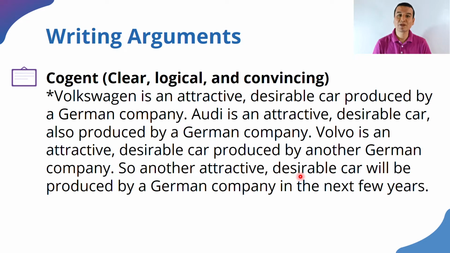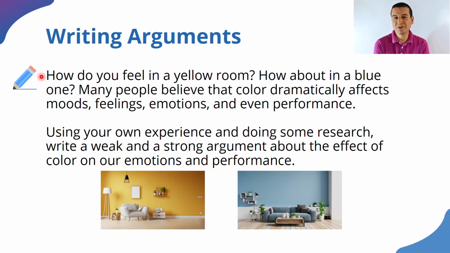As you can see, we have to be careful how we want to defend an idea or an argument to make it valid, sound, strong, and cogent. All right? So I'm going to ask you to come up with two types of arguments for a topic. Are you ready? Here are the two assignments that I'm giving you. The first one is: how do you feel in a yellow room?